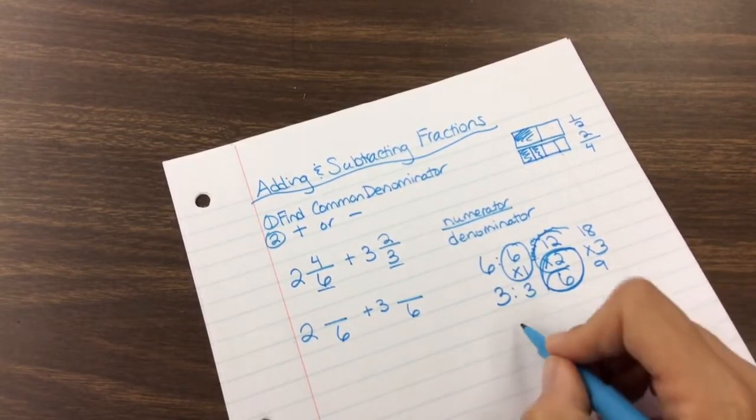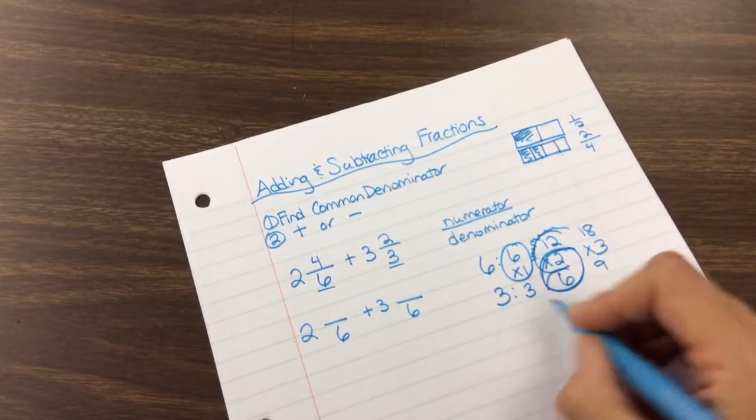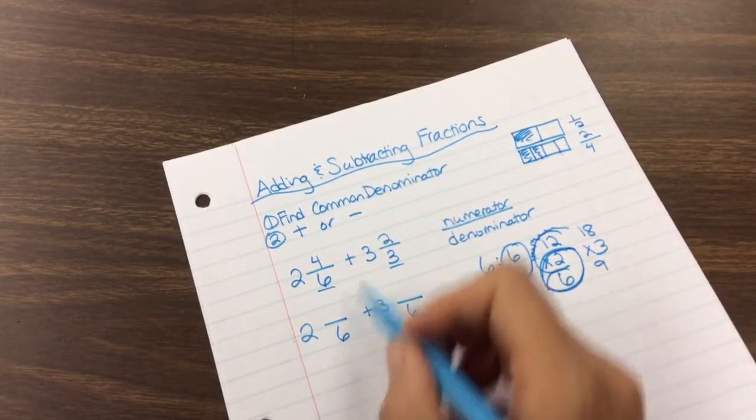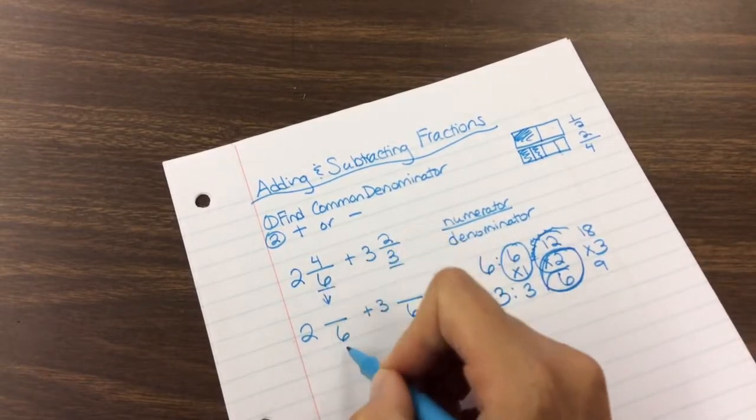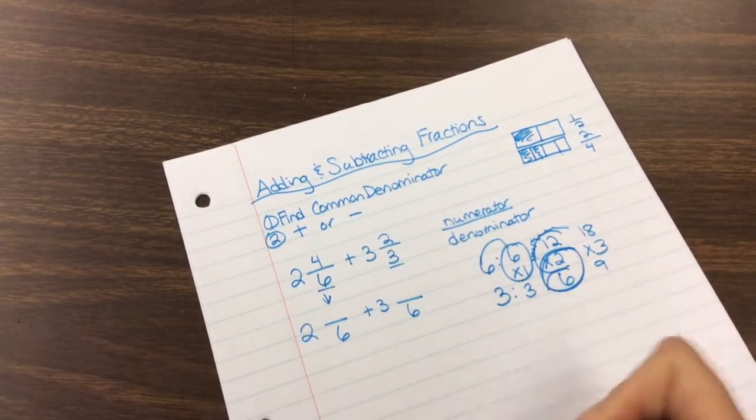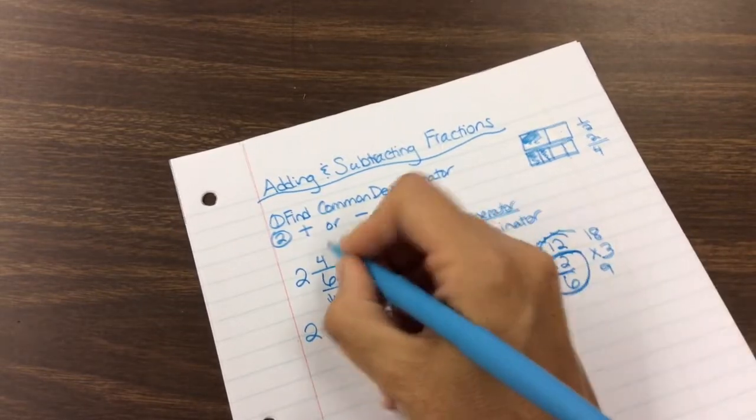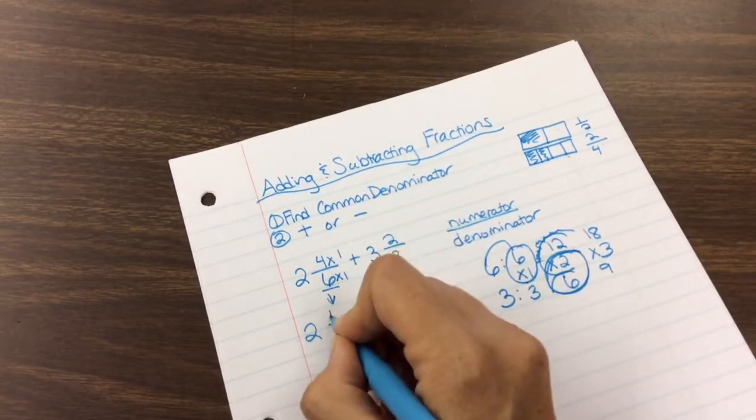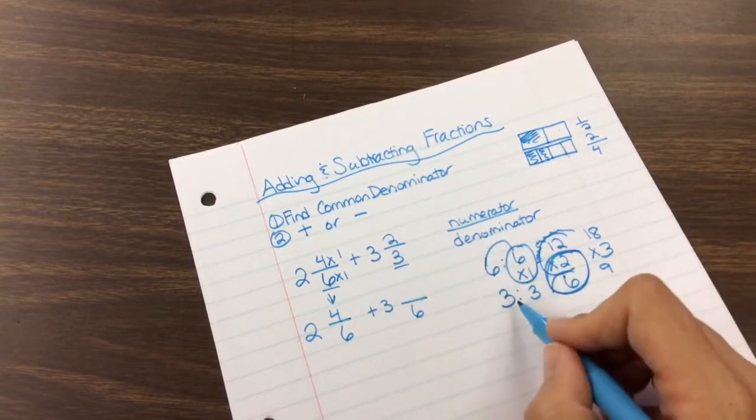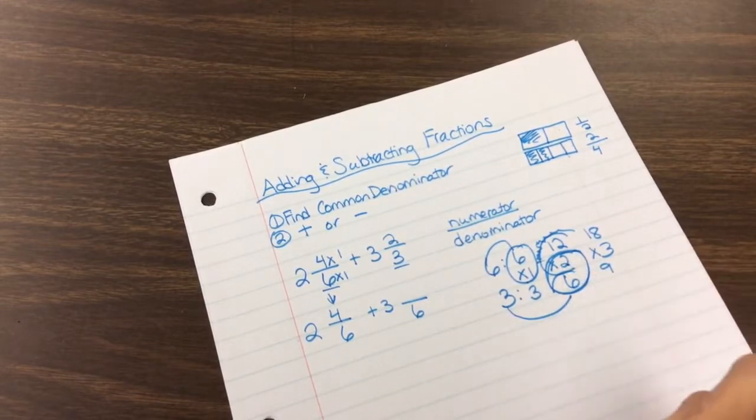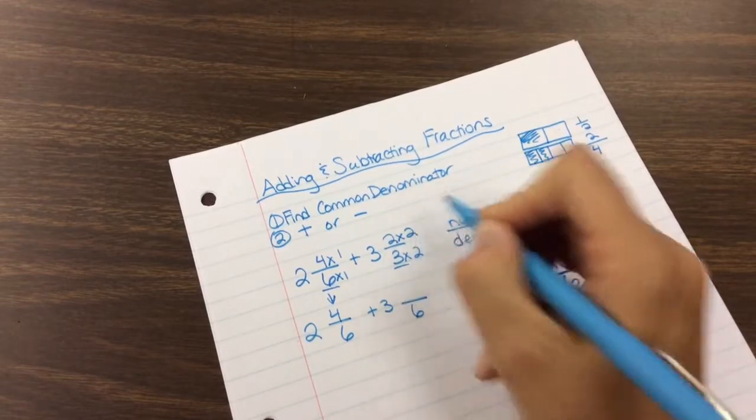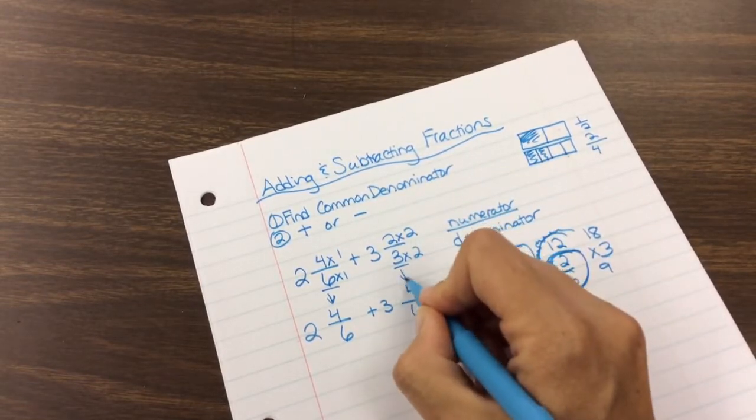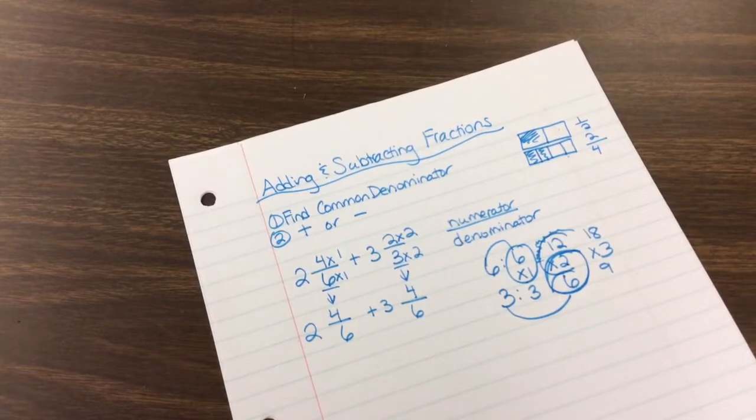Okay, our biggest rule of thumb, which we talked about in the last lesson, was what I do to the bottom, I have to do to the top. So we are making equivalent fractions. How did I go from 6 to 6? Well, I multiplied by 1. What I do to the bottom, I have to do to the top. How did I go from 3 to 6? I multiplied by 2. What I do to the bottom, I have to do to the top. So these are equivalent fractions.